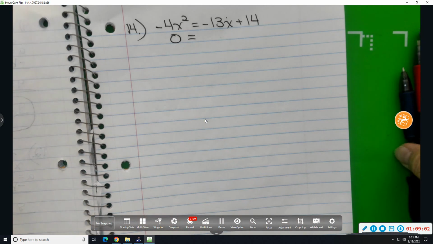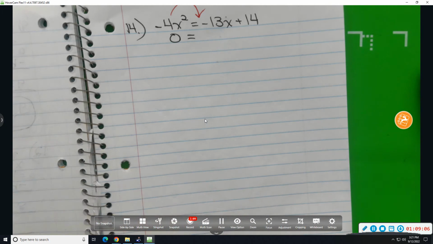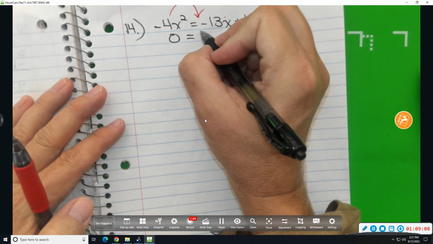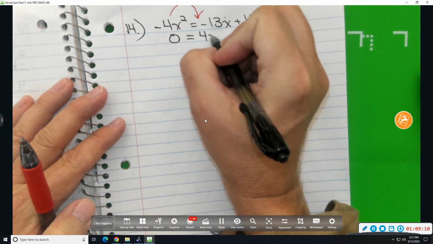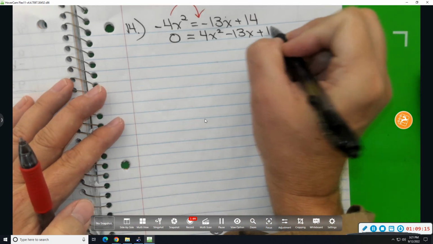Pick that negative 4x squared up, move it over, and that's going to become a positive 4x squared minus 13x plus 14.